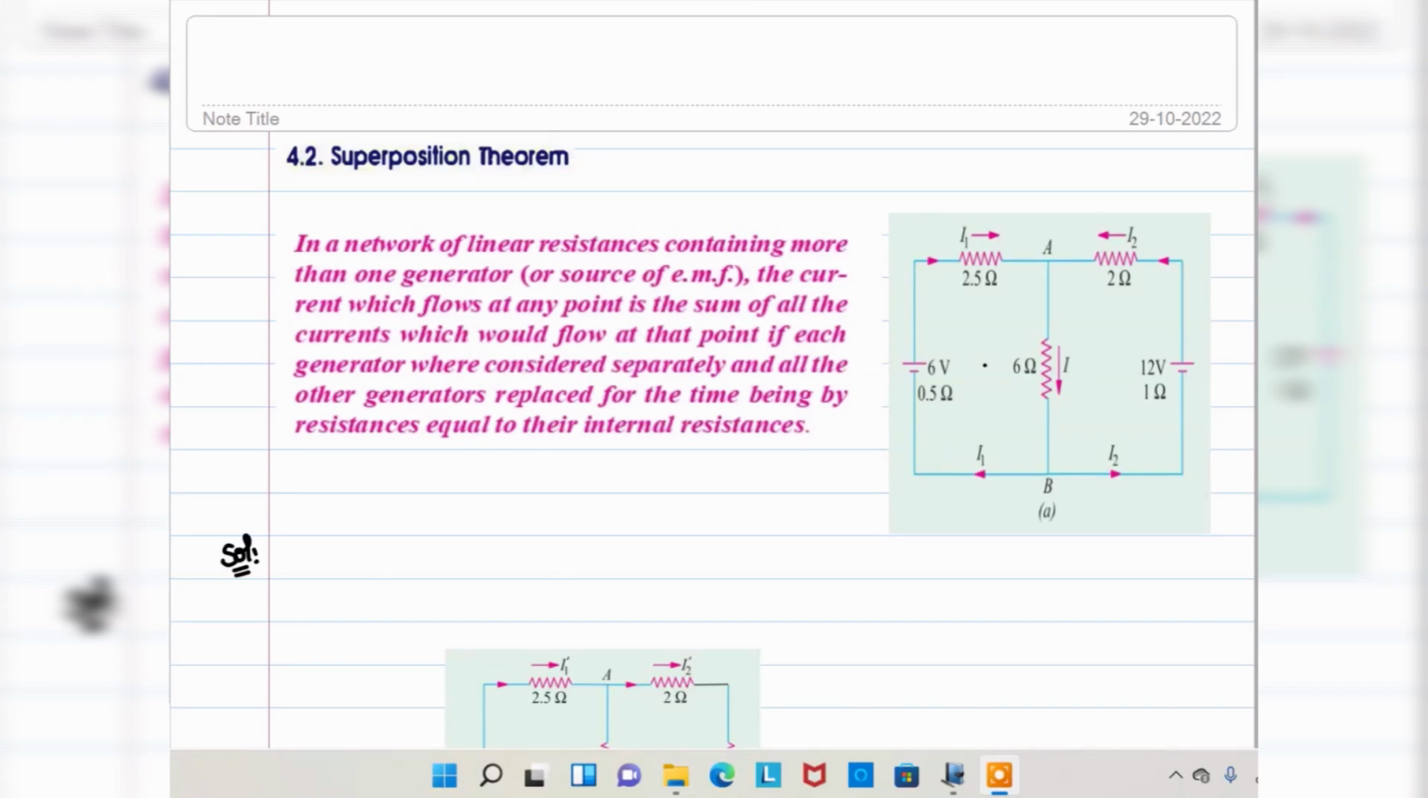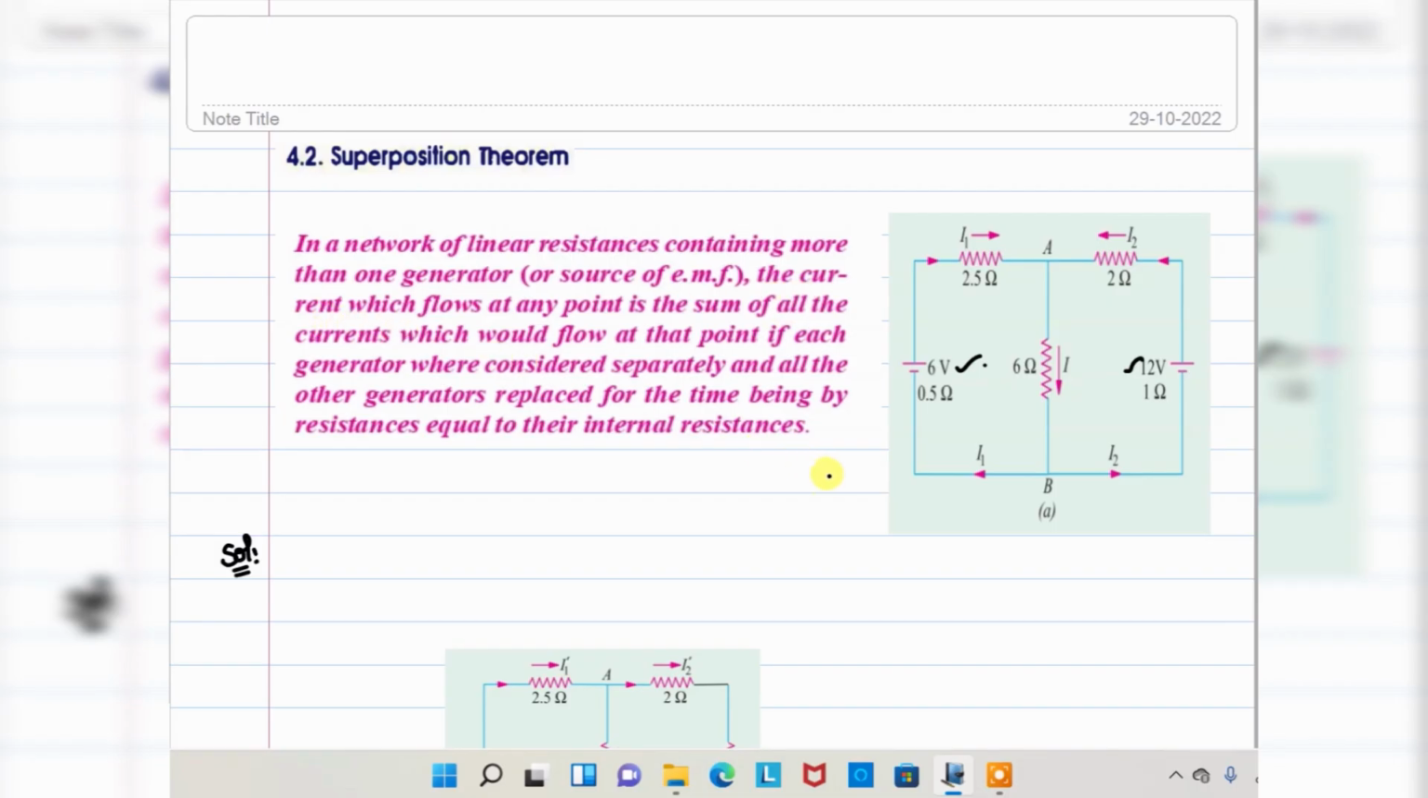Hi everyone. Next we are moving to the superposition theorem. So look at the statement. In any network of linear resistances containing more than one generator or source of EMF. Just look at the circuit here: more than one generator or EMF. See here, 6 volt, right? Here 12 volt. More than one voltage source, EMF.